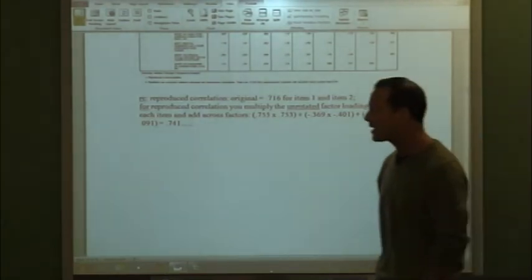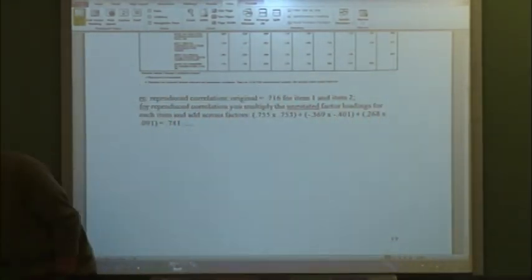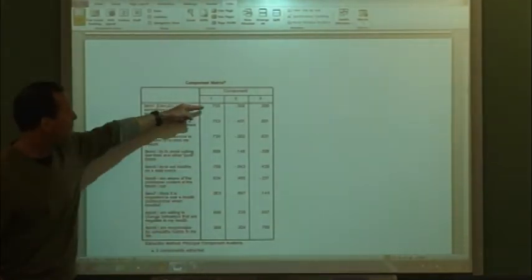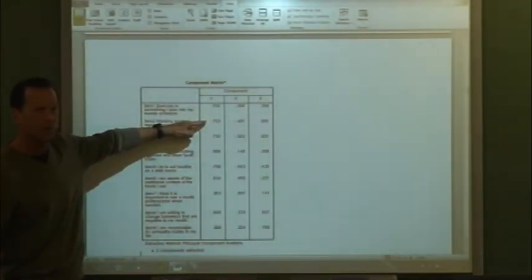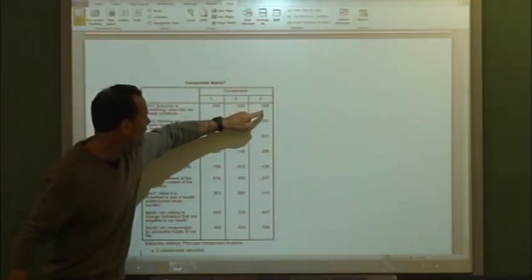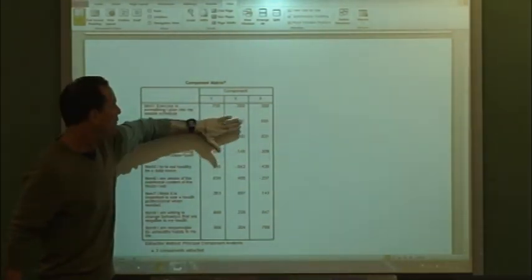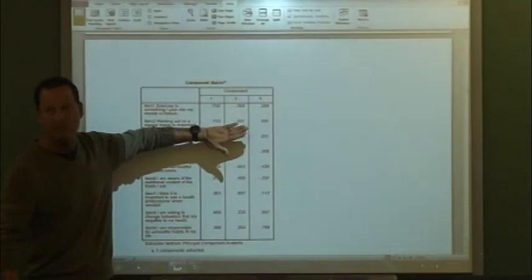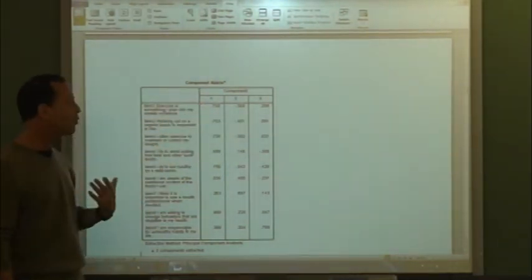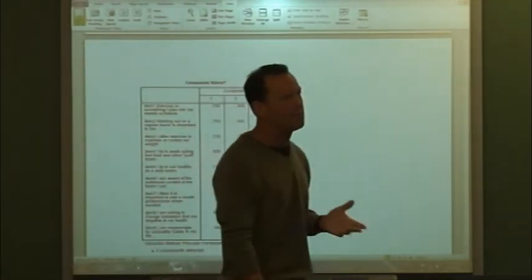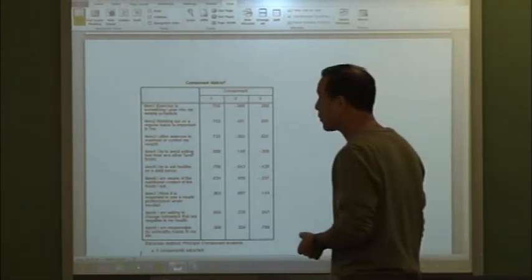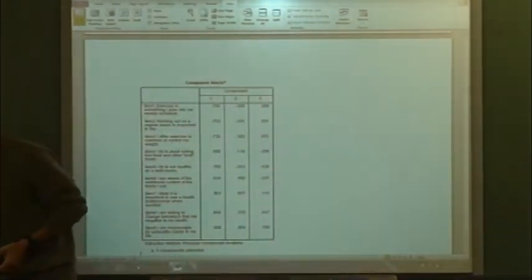How the heck do you get that? If you recall, look right here, everybody, from the component matrix, 0.755 times 0.733 plus negative 0.369 times negative 0.401. This is the unrotated. So guess what that got you? The reproduced correlation matrix based on the component matrix. If you get into more advanced books on EFA, a lot of matrix algebra, a lot of matrices. So that's how you get the reproduced correlation matrix.